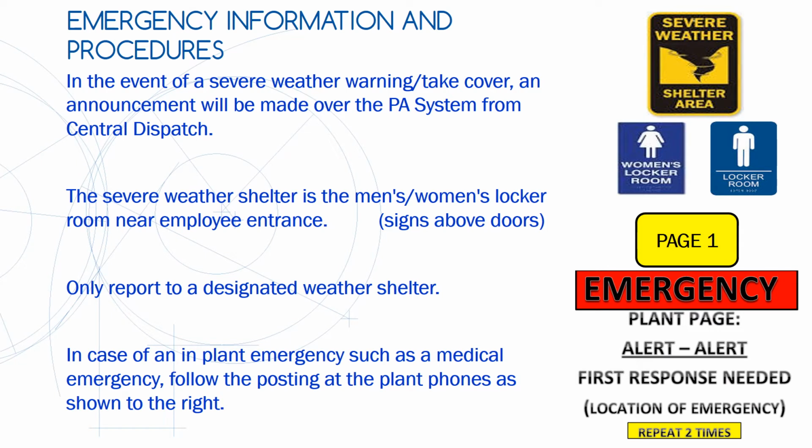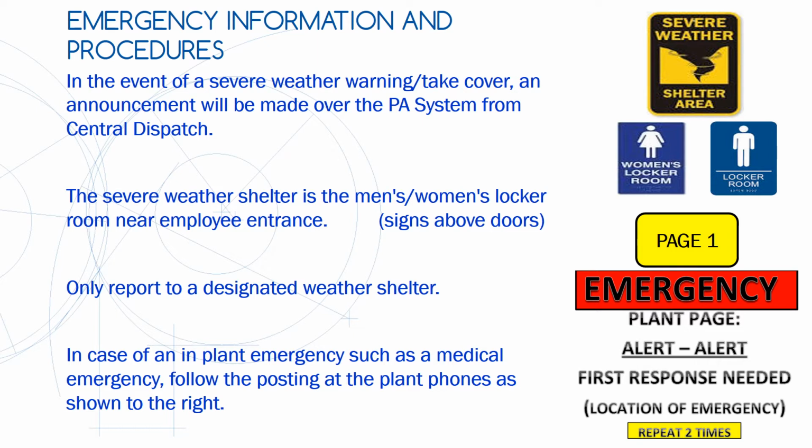Emergency information and procedures. In the event of a severe weather warning or take cover, an announcement will be made over the PA system from Central Dispatch or a supervisor. Please only take cover during an active tornado warning. The severe weather shelter is in the men's and women's locker room near the employee entrance or the North Cafe. The signs are above the doors. Only report to a designated weather shelter.